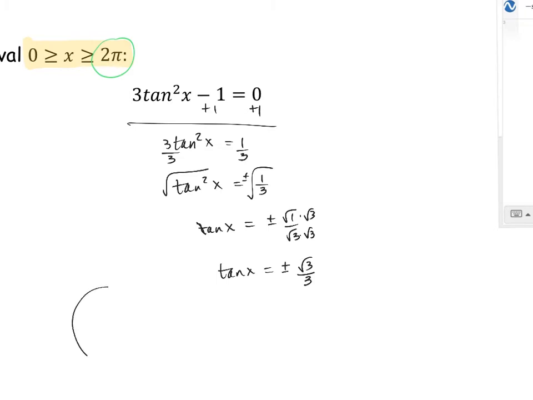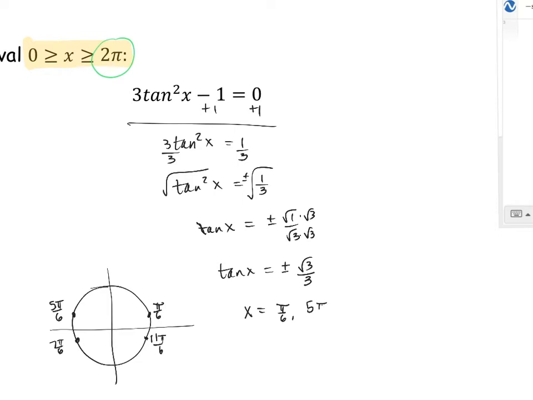So that's a lot of possibilities. We could be in quadrant 1 or 3 for positive tangents. That's pi over 6 and 7 pi over 6. But we could also have it be negative. So that's 5 pi over 6 and 11 pi over 6. And we get to stop at 2 pi. So x equals pi over 6, 5 pi over 6, 7 pi over 6, or 11 pi over 6.